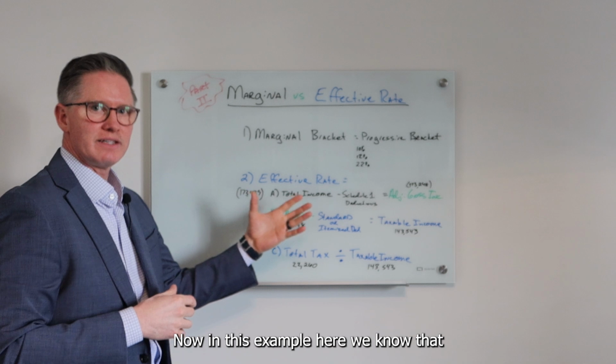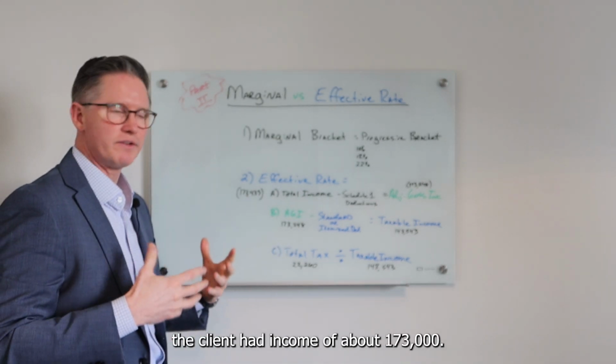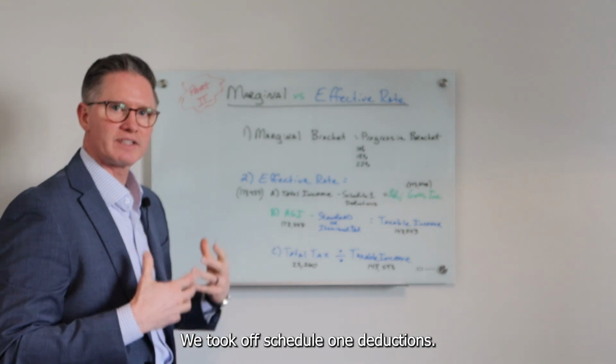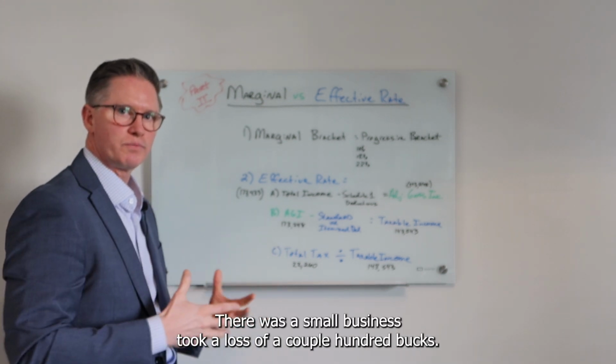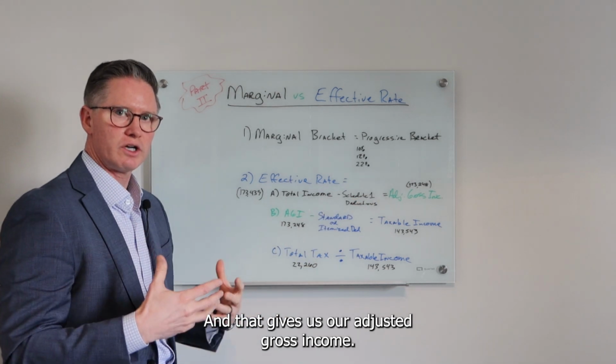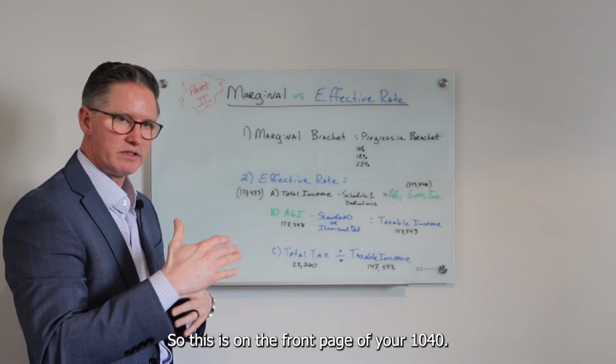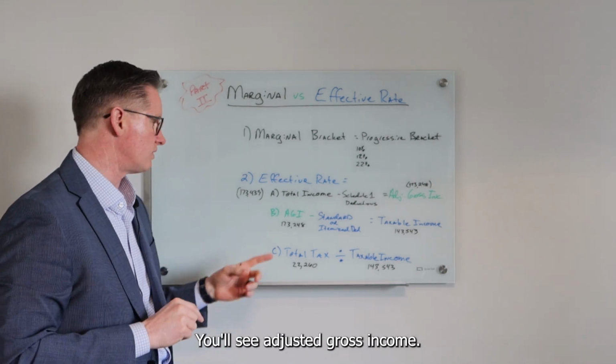Now, in this example here, we know that the client had income of about $173,000. We took off Schedule 1 deductions. There was a small business, took a loss of a couple $100, and that gives us our adjusted gross income. So this is on the front page of your 1040. You'll see adjusted gross income.